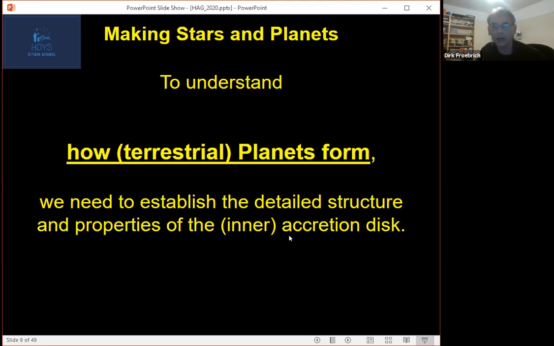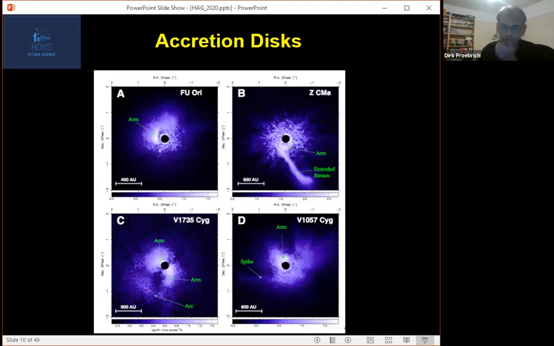So if we actually want to understand how that planet formation works for the terrestrial planets, what we need to do is somehow look at the properties and the structure of the accretion disk in the inner 2 astronomical units. That's basically what we need to establish observationally. So how can we do that? Well, you can take one of the biggest telescopes, an 8-meter mirror in the best site in Hawaii, and you point it at some nearby stars to try to image these disks.